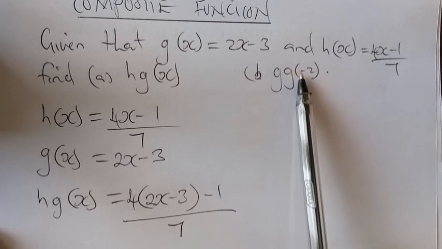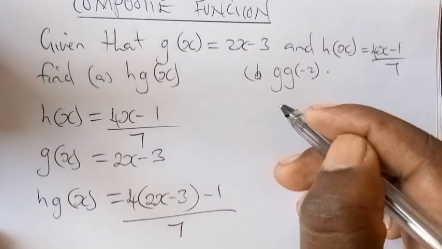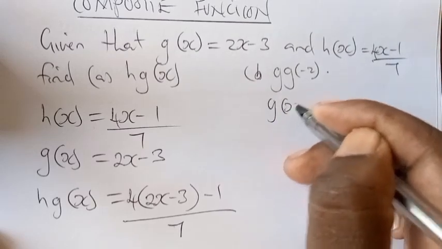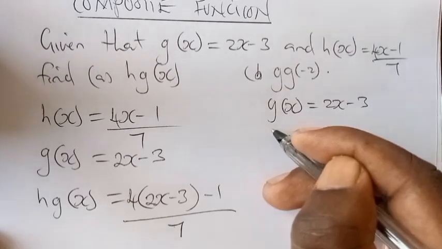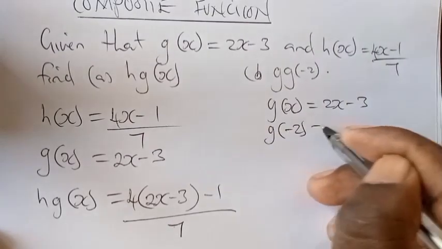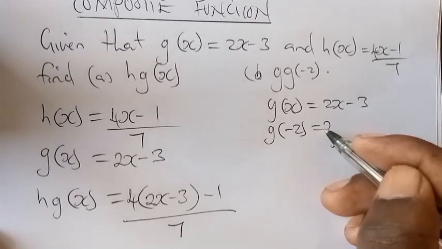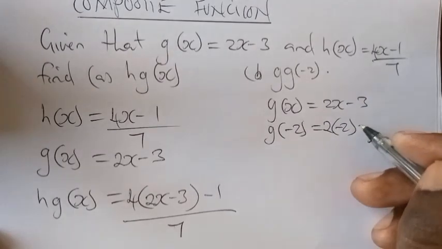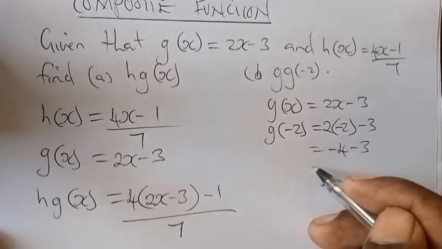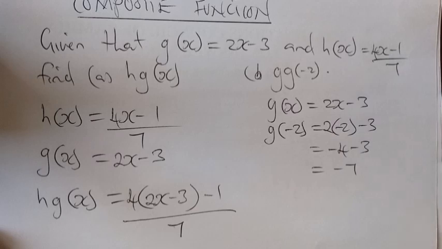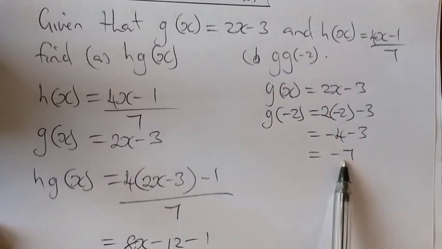So we are going to start by getting the minor function. So since it is g of minus 2, we are using the g of x function. So we are saying g of x function is equal to 2x minus 3. So g of minus 2 will be, in this function where there's x, we put a minus 2. So we have 2 multiplied by minus 2 minus 3 there. So this is going to give us minus 4 minus 3, and this is going to give us minus 7. So g of minus 2 is equal to minus 7.